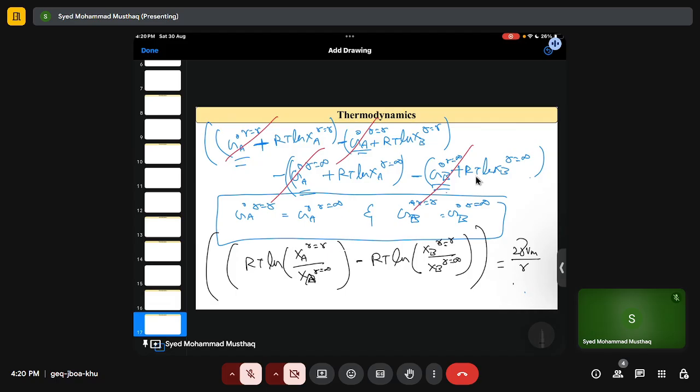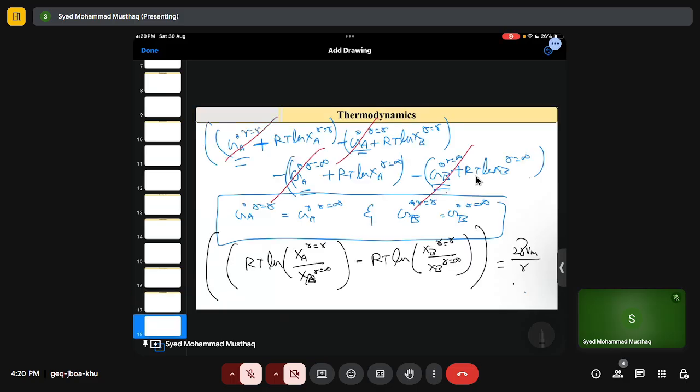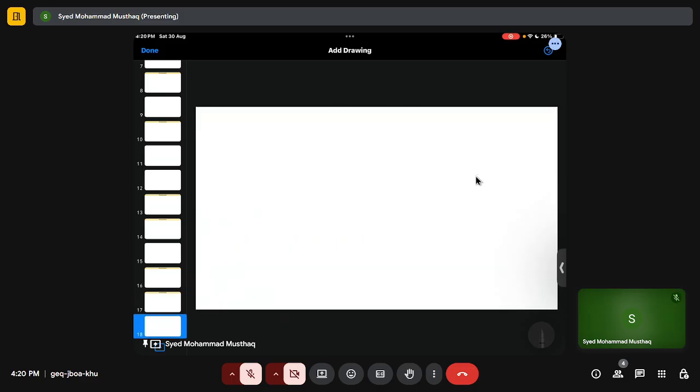Okay, now we assume the cases. What are those cases? If my concentration is very dilute, so XA is less than 1 and XB is almost equal to 1. Okay, then to write this part, okay?